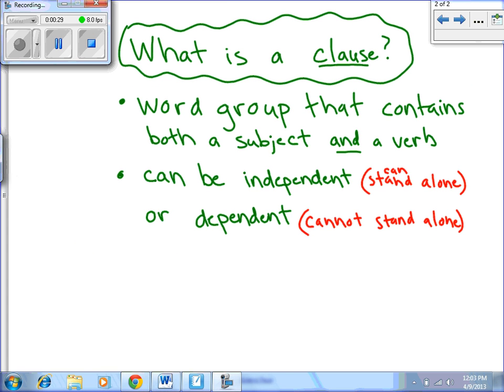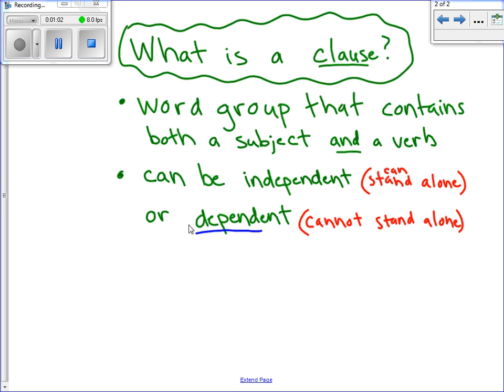Now I want to remind you what a clause is. A clause is a word group that contains both a subject and a verb. Remember, a clause has to have both to be a clause. A clause can be independent, which means it can stand alone, or dependent, which means it can't stand by itself. I like to think of an independent clause as an adult and a dependent clause as a baby. A baby cannot take care of itself, so it needs to depend on an adult or an independent clause for help.